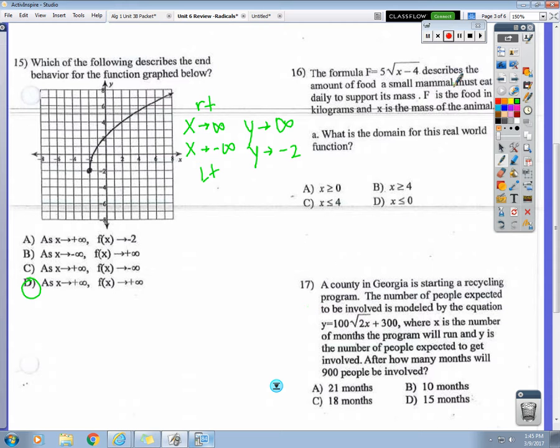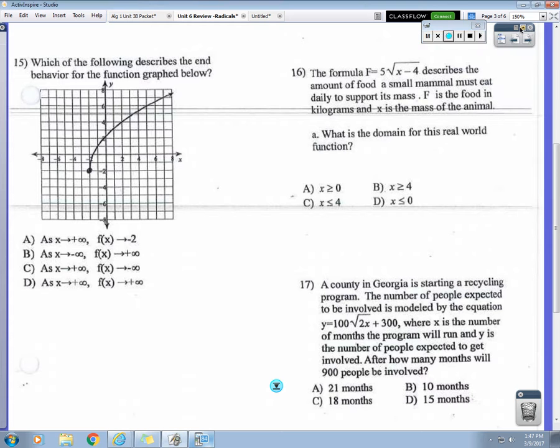All right, number 16. Shh, we're almost done. Okay. The formula F equals 5 times the square root of x minus 4 describes the amount of food a small mammal must eat daily to support its mass. F is food in kilograms and x is mass.